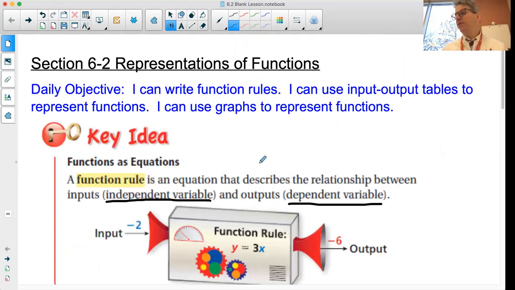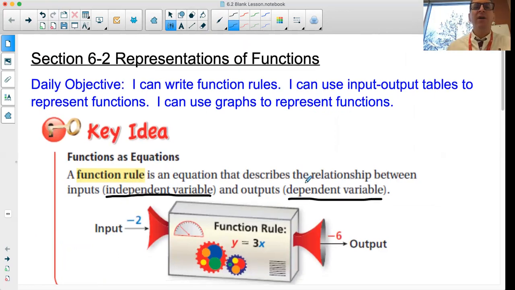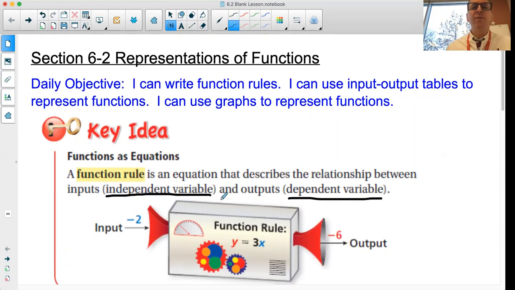So this concludes the lesson today on 6.2, representations of functions. Hope you found it beneficial. Keep a lookout for the question of what's independent. I always like to think of I for inputs. Some people will just say, oh, it's independent, it's got to be the X. Okay, dependent is the Y output. You're going to want to know that in upcoming questions.